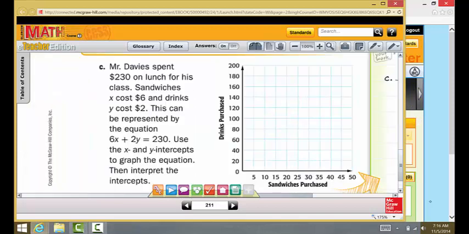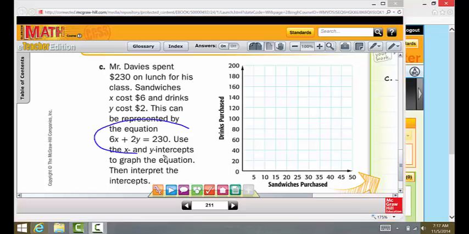Okay, in problem letter C, we have Mr. Davies who's spending $230 on lunch for his class. The sandwiches are x, which are $6 each, and drinks are y, which cost $2, and we can represent that with the equation 6x plus 2y equals 230. So now we can find our intercepts by making either x or y a 0.